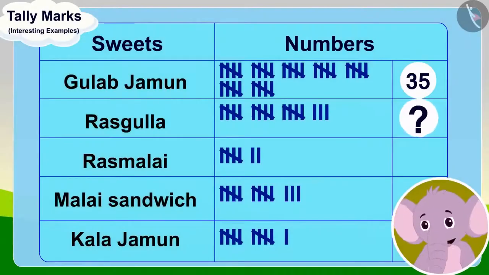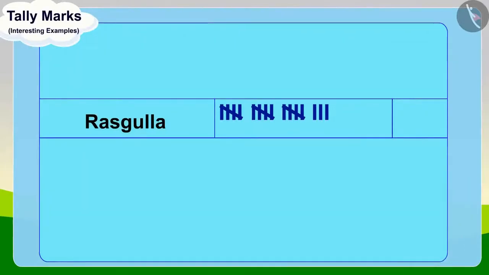Children, can you help Appu? Come, let us first count the groups of 5 tally marks. How many groups of 5 tally marks are there? Exactly 3. How many rasgullas does that mean it is equal to? Yes, 3 times 5, 15.